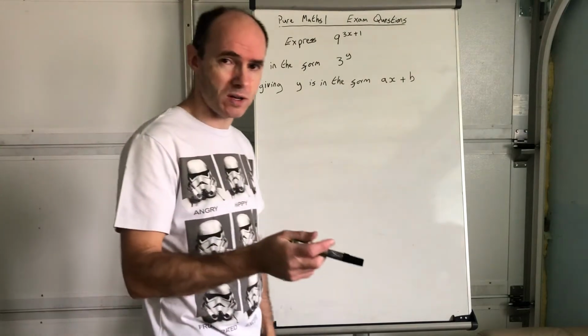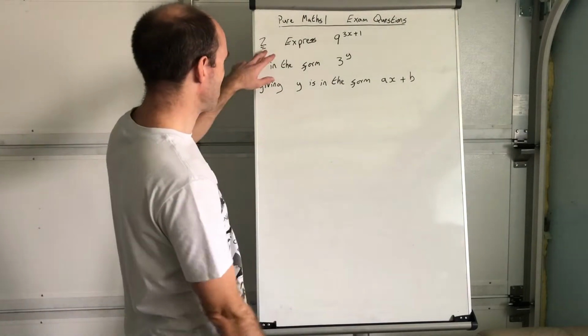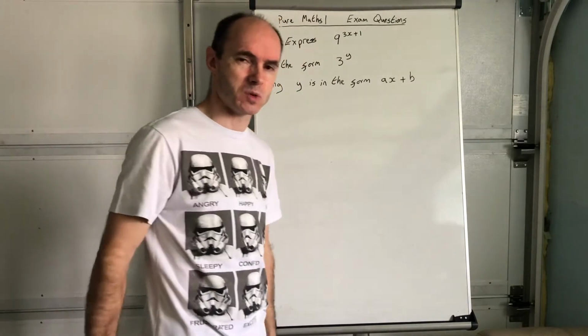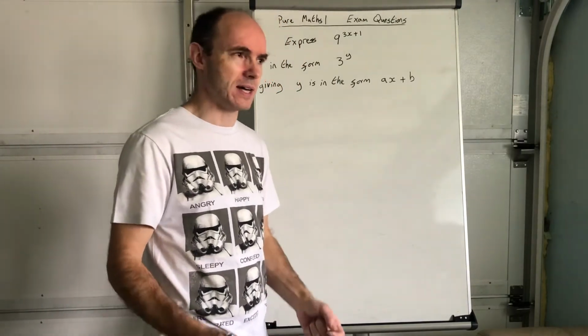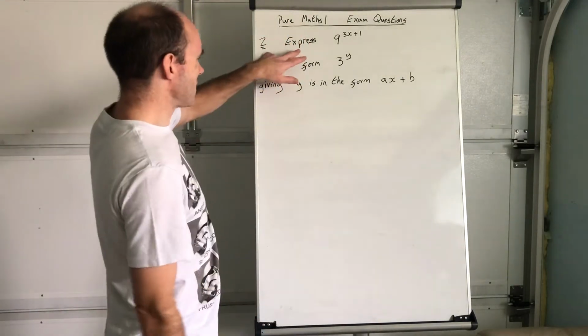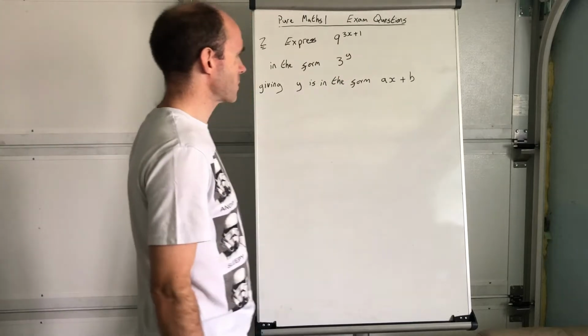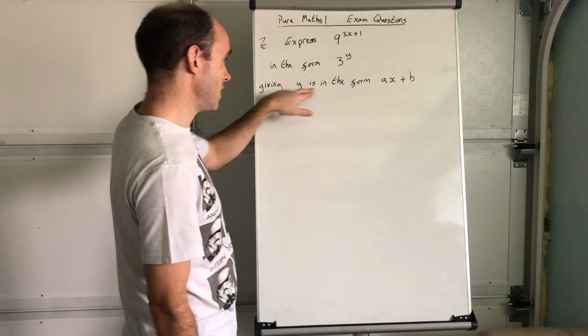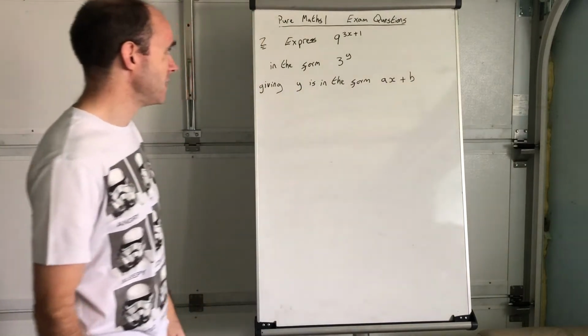So here's question one, bizarrely called question one, even though I put number 2 on it. It's just because the question I found from the particular examination booklet was entitled question number 2. Anyway, I'm sure you'll get used to it. So this is: express 9 to the power of 3x plus 1 in the form 3 to the power of y, giving y in the form ax plus b.